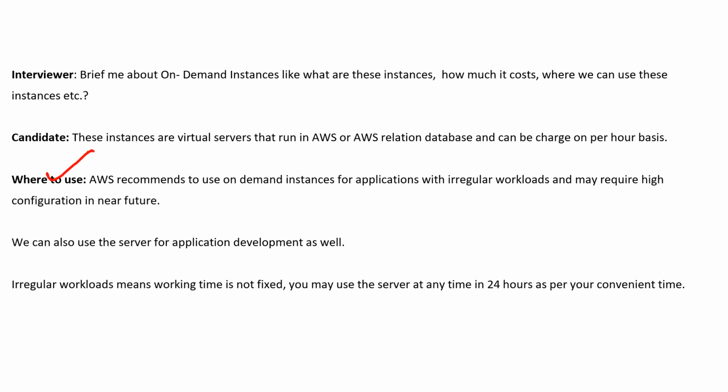So guys, AWS recommends using on-demand instances for applications with irregular workloads that may require high configuration in the near future. That means we don't know what amount of CPU utilization the applications will take initially, and we are also not sure at what time we have to work. So the term used here is irregular workload. Irregular workload means your working time is not fixed. You may use the servers at any time in 24 hours, as per your convenience.